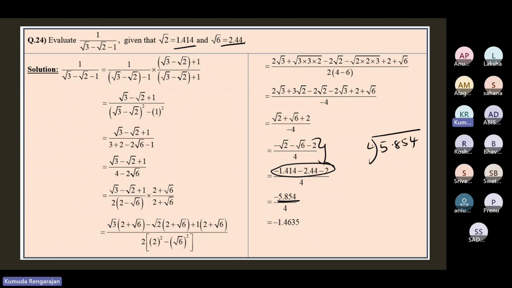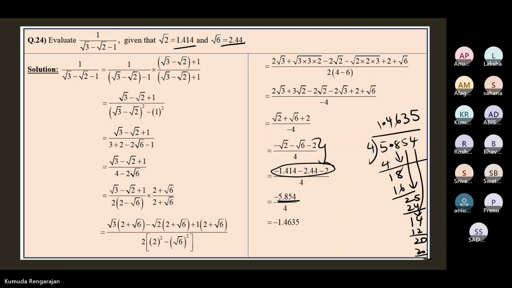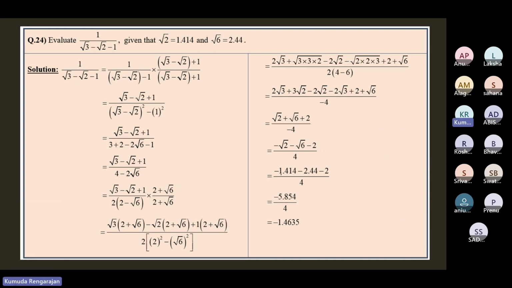5.854 divided by 4. So 4 ones are 4. 1 is a remainder. This point 8 comes down. 4 4s are 16. 2 remains. 5 comes down. 4 6s are 24. 1 is a remainder. That 4 comes down. 4 3s are 12. 2 is a remainder. You can add a 0 at every stage. 4 5s are 20. So 1.4635. It's minus because all the terms are negative, no? Everything is negative, so the sum is negative.